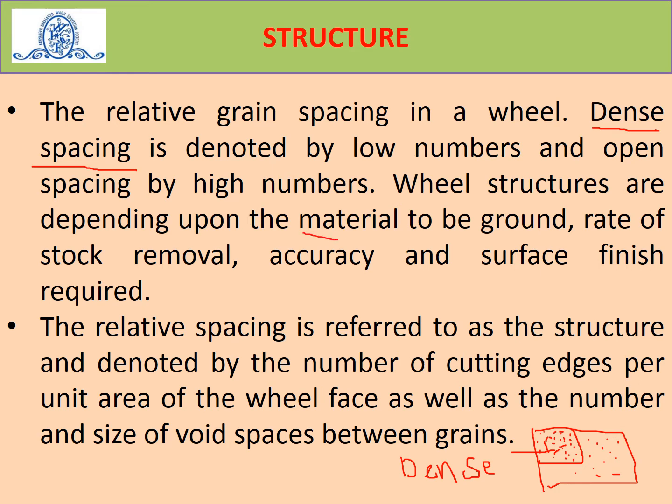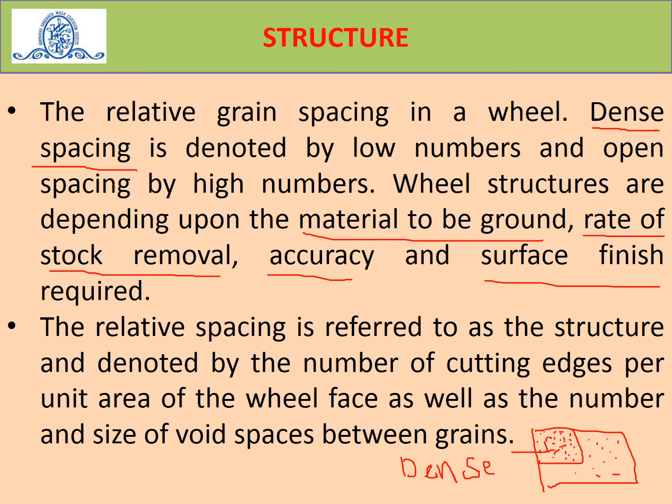So it is very important which type of material you want to grind. That means you want to remove the material from the workpiece. What will be the rate of stock removal? That means what will be the material removal rate from the workpiece. Again, accuracy and surface finish required. These are the different criteria for selection of the wheel structure.